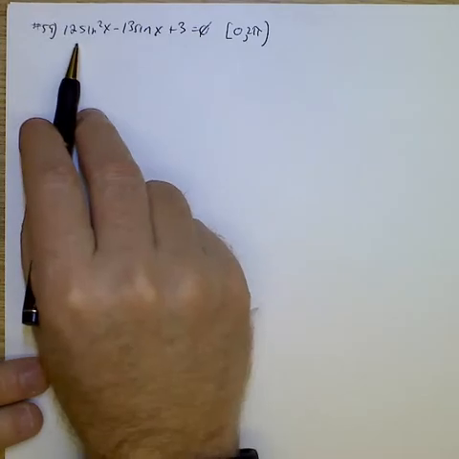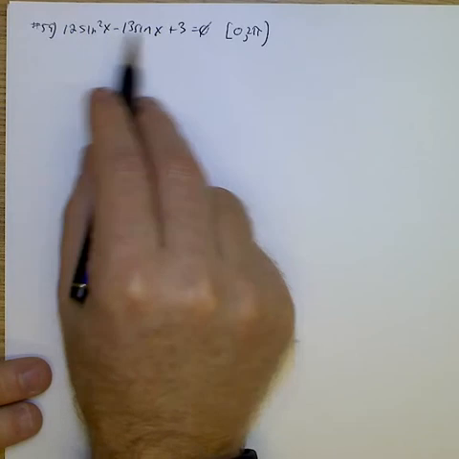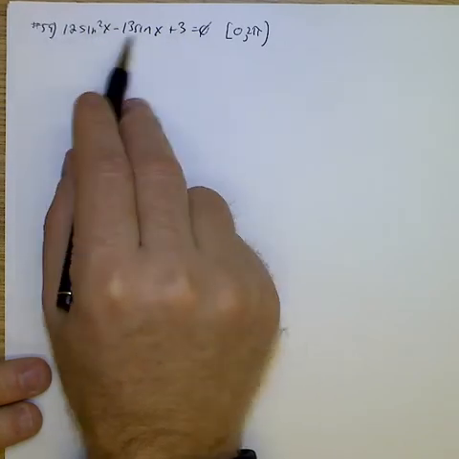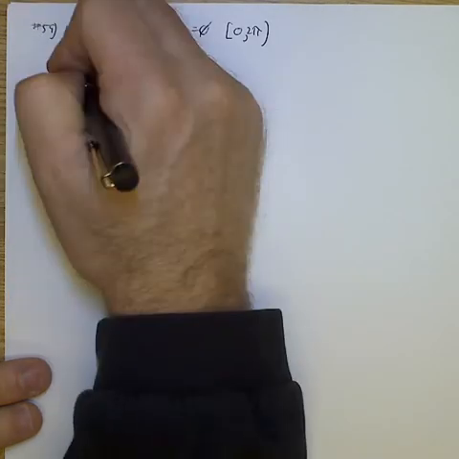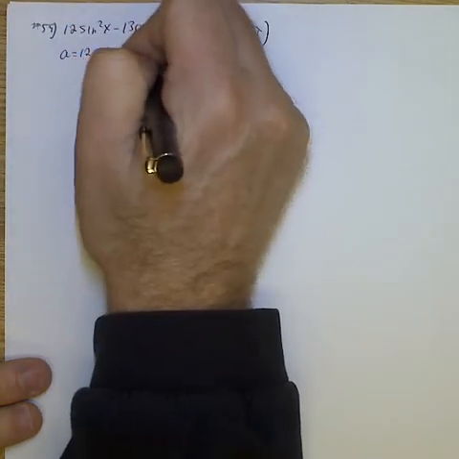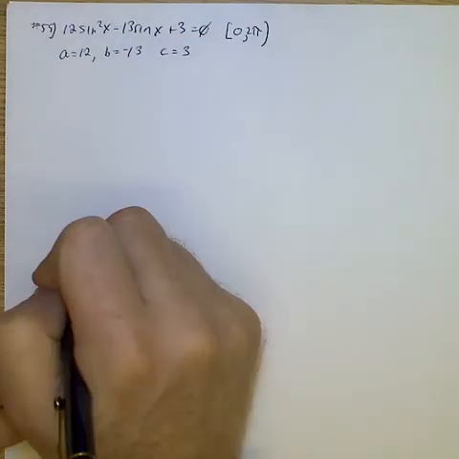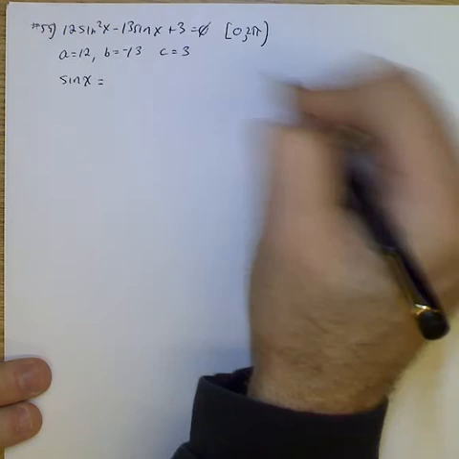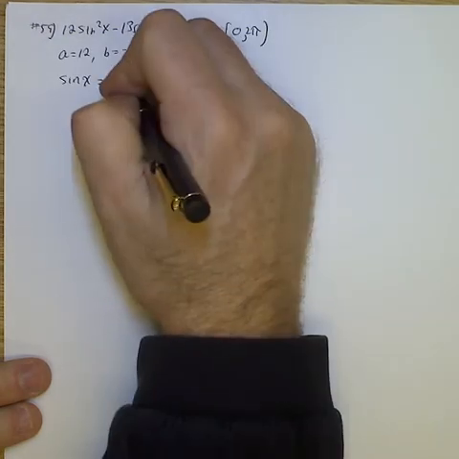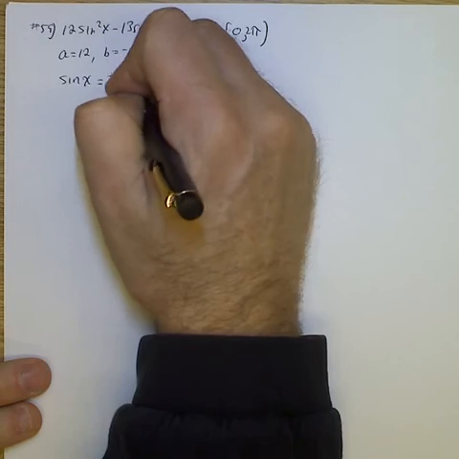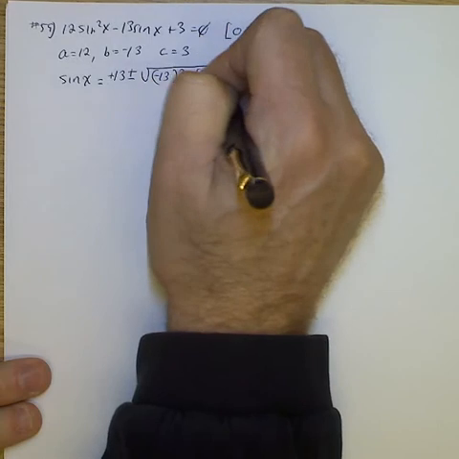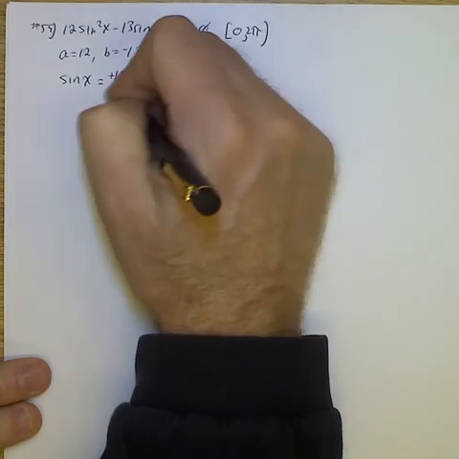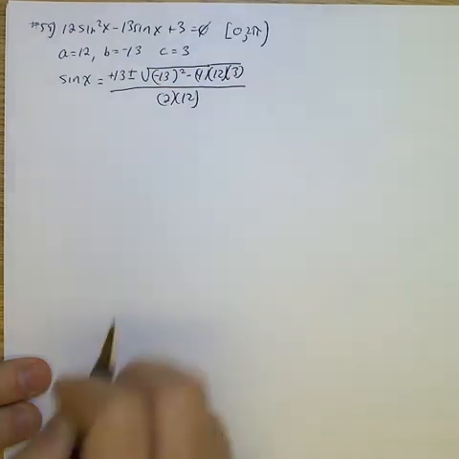When we look at this, our first objective is to see if it's factorable, but there are no two numbers that multiply to 36 and add to negative 13, so we cannot factor it. If we can't factor it, we have to use the quadratic formula. We set a equal to 12, b equal to negative 13, and c equal to 3. And essentially sine x is going to equal the opposite of b, so positive 13, plus or minus the square root of b squared minus 4 times a times c, all over 2 times a. So we're just doing the quadratic formula here.